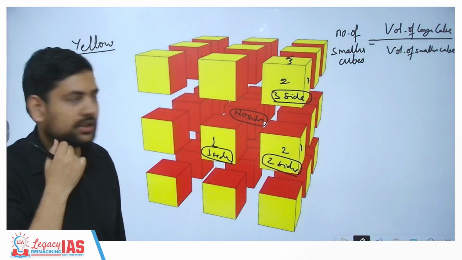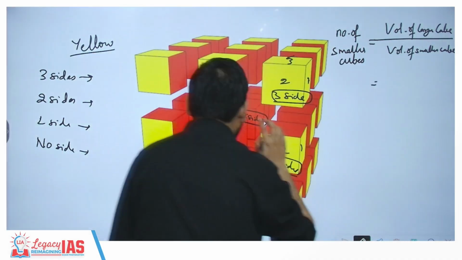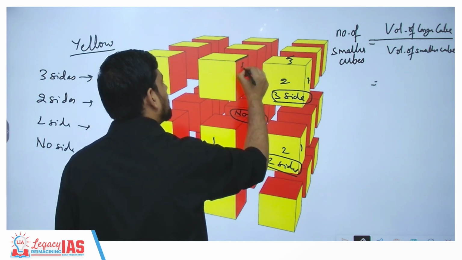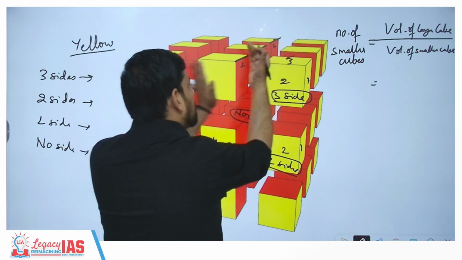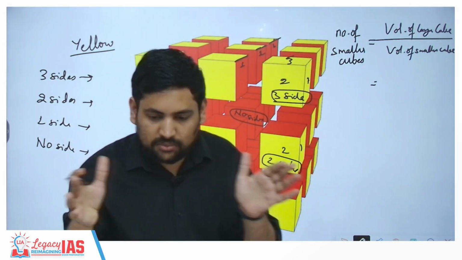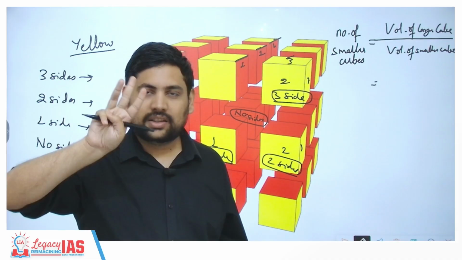This will be equal to the number of smaller cubes. Now see how it works. For example, let's say this is of one length. Then this also is of one length, and this also is of one length. They were joined together. So that means the big cube that you had has sides of length 3, 3, 3.